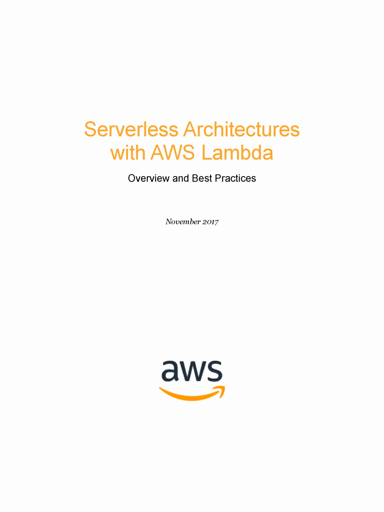Serverless Architectures with AWS Lambda: Overview and Best Practices, November 2017. Abstract. Since its introduction at AWS re:Invent in 2014, AWS Lambda has continued to be one of the fastest growing AWS services.